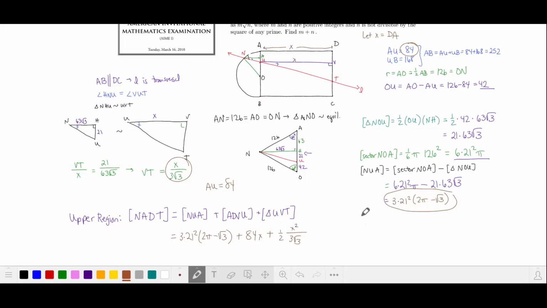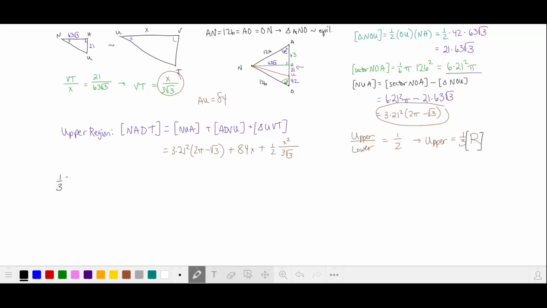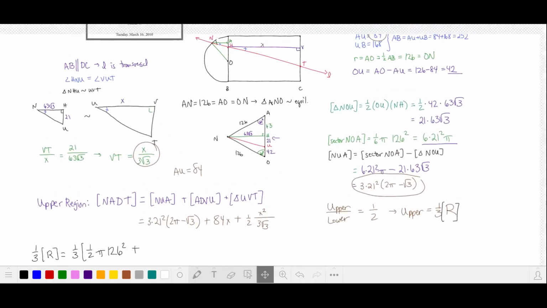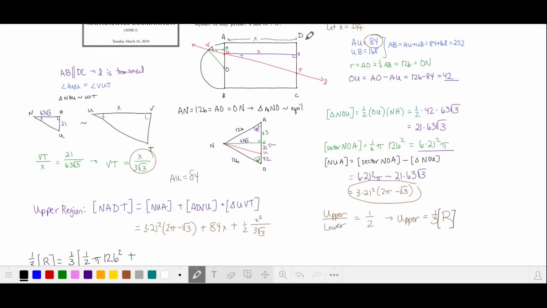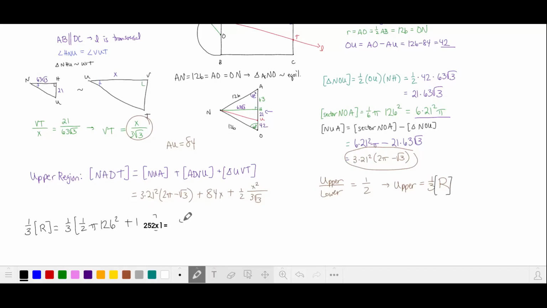Since the ratio of the upper to the lower regions is 1 to 2, the area of the upper region is 1/3 of the area of the rectangle plus the semicircle. Let's calculate 1/3 of that now. The area of the semicircle on the left is half of the area of a circle with a radius of 126, and the area of the rectangle, base times height, that's also 126 times x. We'll distribute the 1/3, and we end up with 42 times 63 times pi, and 84x.